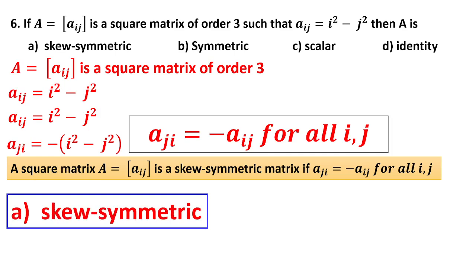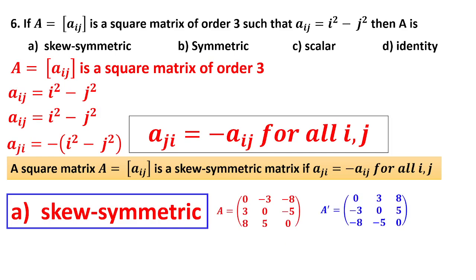But there is no need to write the matrix. But if you are writing, the matrix will be like this. Suppose A is this and A transpose is this. You are checking that A transpose is minus A. Therefore, this matrix is a skew symmetric matrix.